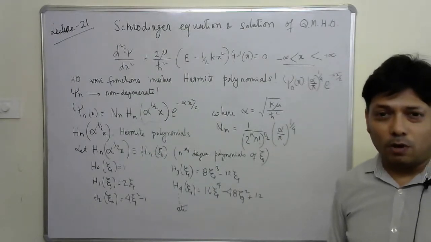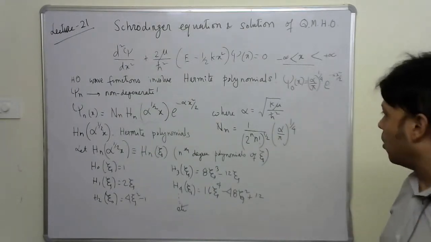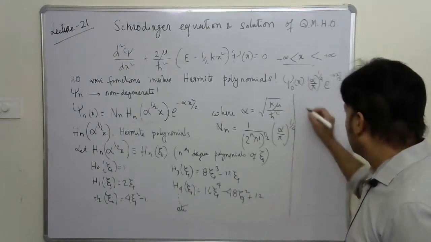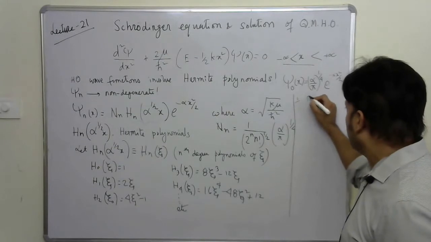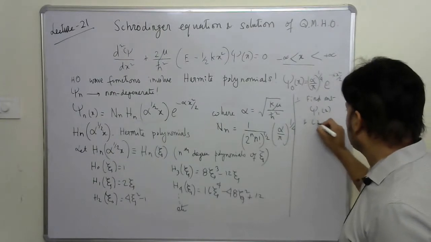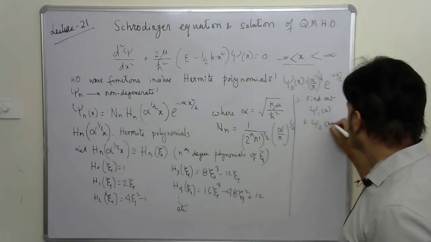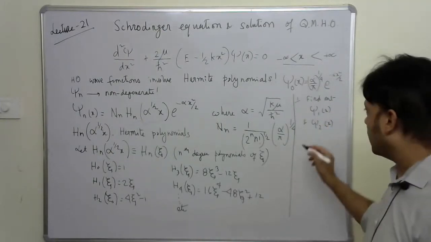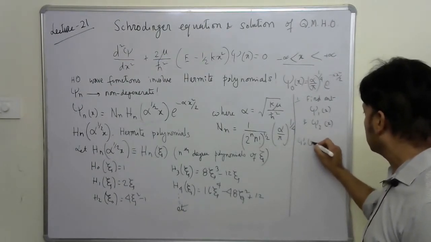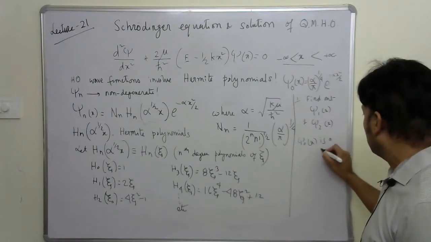All right. So now I am giving you some homework. That is, you need to do the following. First, find out the value of psi 1(x) and the value of psi 2(x). All right. And then you find out that in fact psi 0(x) is a solution.